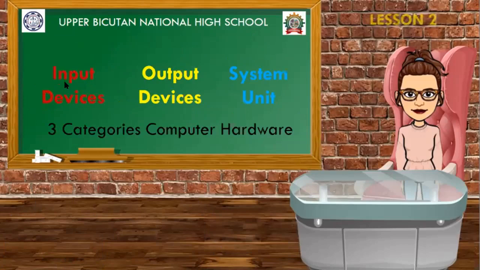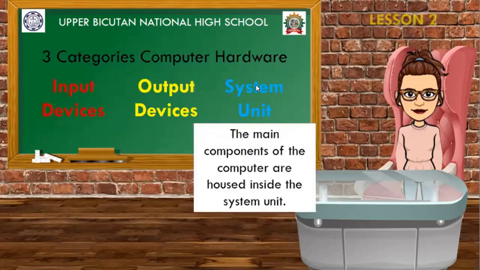Now we are down to the last category of computer hardware, which is the system unit. When we say system unit, the main components of the computer are housed inside the system unit. It contains the motherboard, CPU, RAM, and other hardware components, as well as the case in which each respective device is enclosed.